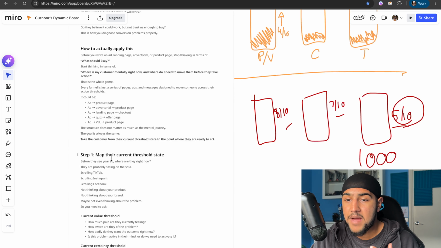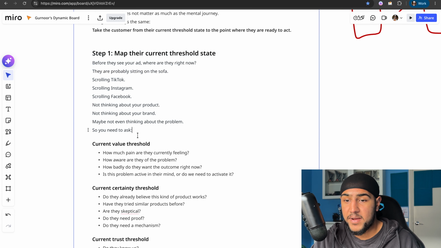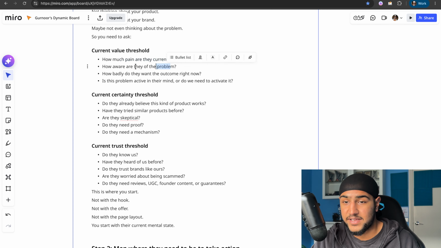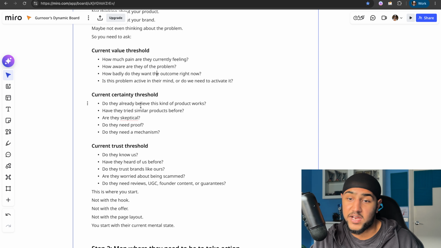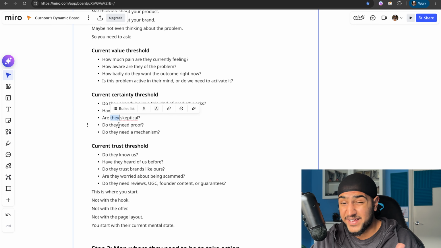And once you actually map that out, then like I just said, map out their current state, right? How much pain are they currently in? How aware are they of the problem? How badly do they want the outcome? Is the problem actively in their mind, or do we need to actually activate it? Certainty threshold, do they actually believe this kind of product already works? Have they tried similar products before? Are they skeptical? Do they need proof? Do they need a mechanism?